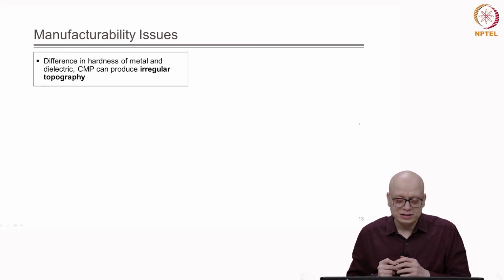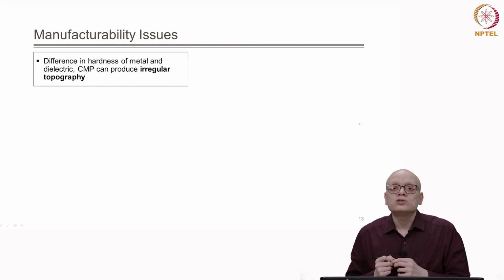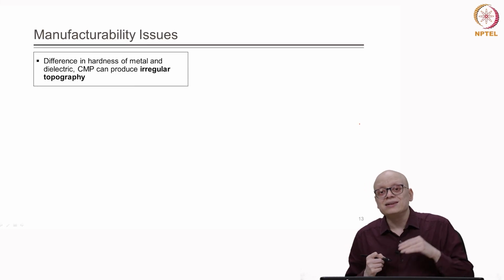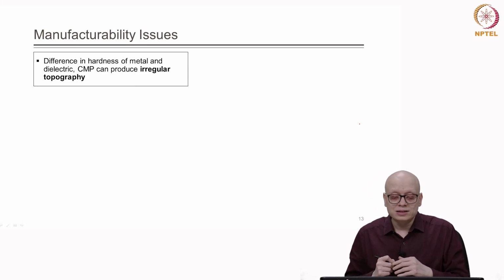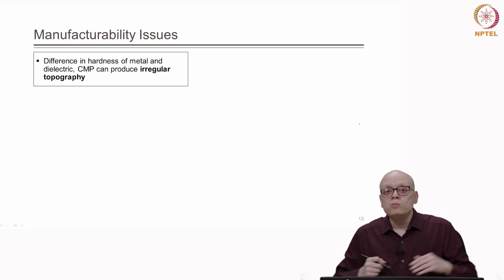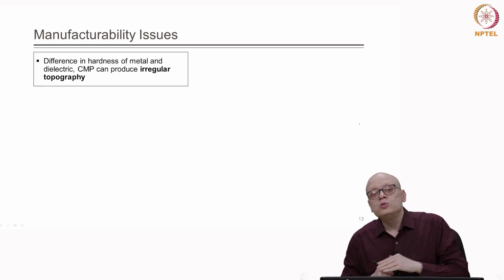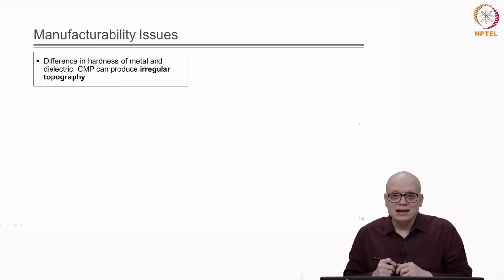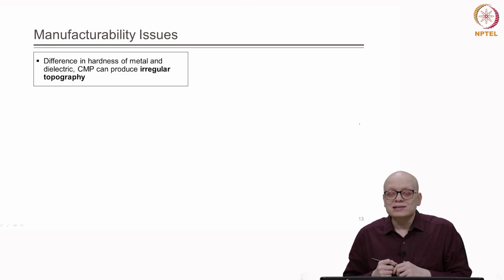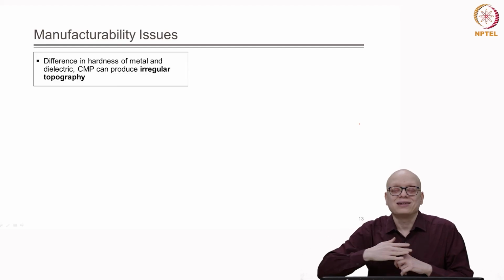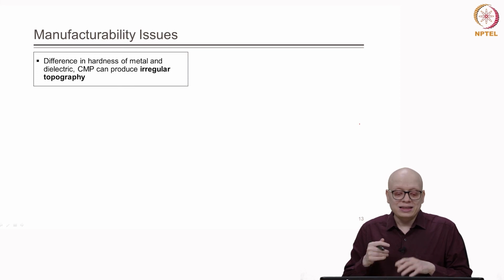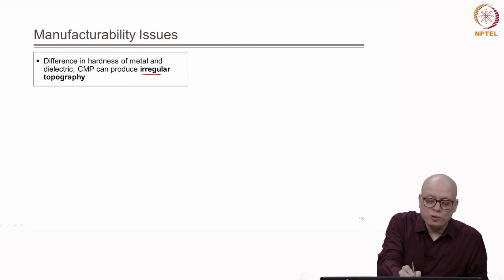So, what are these manufacturability issues? One of them comes because of CMP. Remember that when we were discussing how we make interconnects, we discussed the dual Damascene process, and in that process we need to do chemical mechanical polishing to planarize the interconnect and the dielectrics, right. For planarizing, we actually use mechanical polishing, and what happens is that if the roughness varies over the layout, then there can be irregular topography, right.